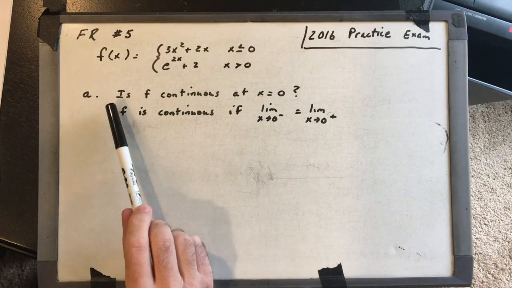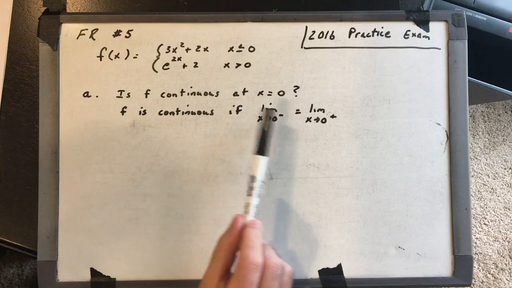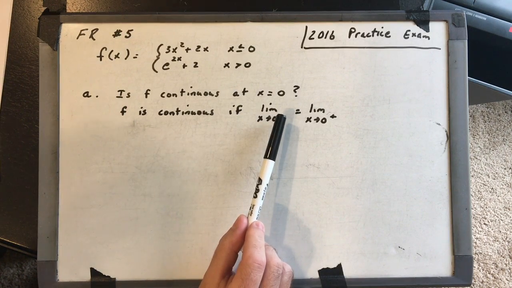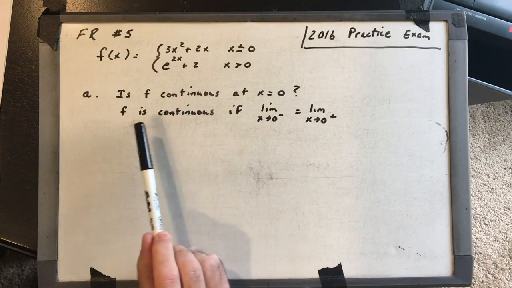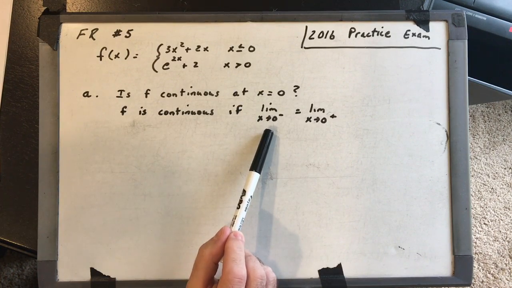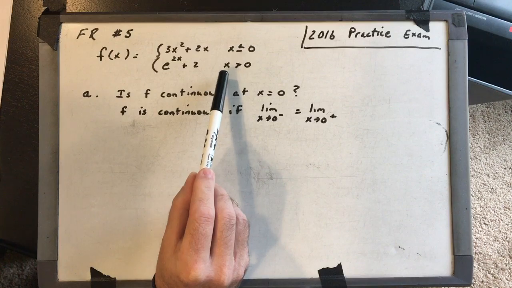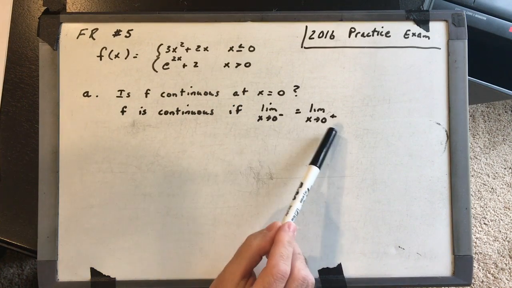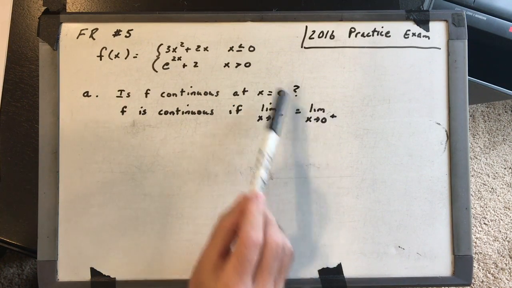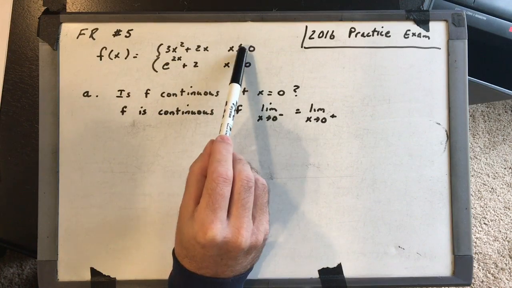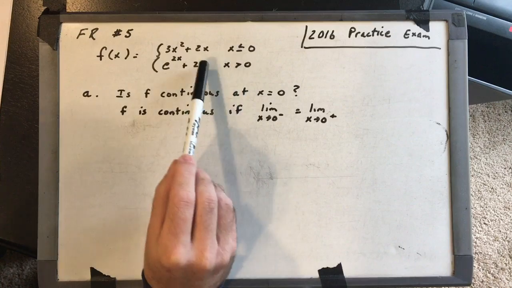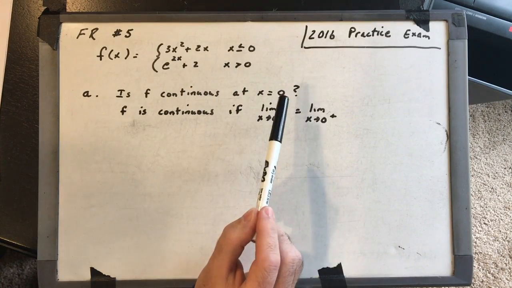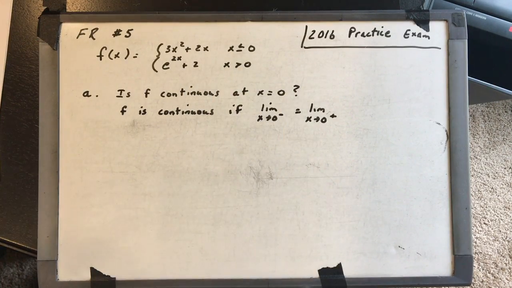The first one, part A, says, is f continuous at x equals 0? All right, so what you have to do to test whether it's continuous or not is take the limit as x approaches 0 from the left, and then take the limit as x approaches 0 from the right. So from the left would be this function, because x is less than 0. And from the right, it would be this function. If they're equal, then it is continuous.